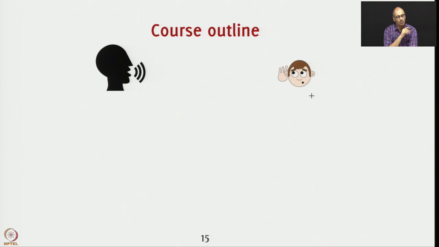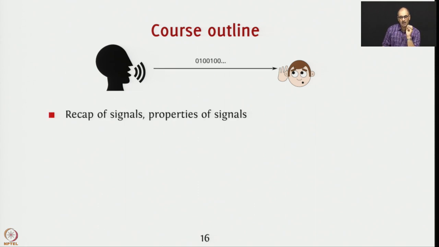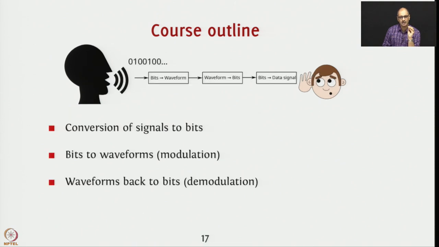Let us quickly go over the course outline. So in terms of the course outline, what we are going to see is this. Let's say that there is a signal, an analog signal or some signal that you want to transmit. It wants to be received or seen or heard at the receiver. Now, we'll first recap properties of signals. We will also motivate why we want to use digital. And we will then look at how we can convert signals to bits, bits to waveforms, transmit them, convert the waveforms back to bits, and bits back to data signal.